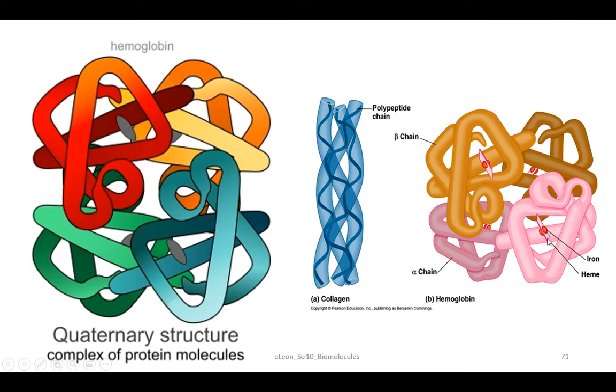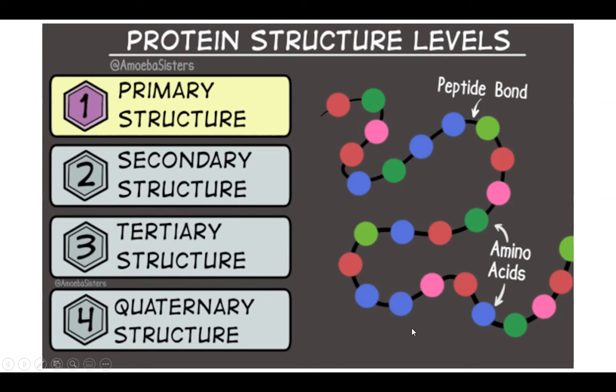So, in tertiary structure there is heme, right? So, heme is composed of iron and heme. And then we have a beta chain and alpha chain. Again, quaternary structures are complex protein molecules. So, protein structure levels.